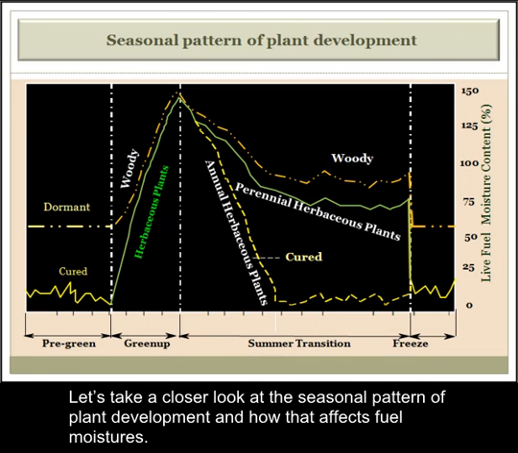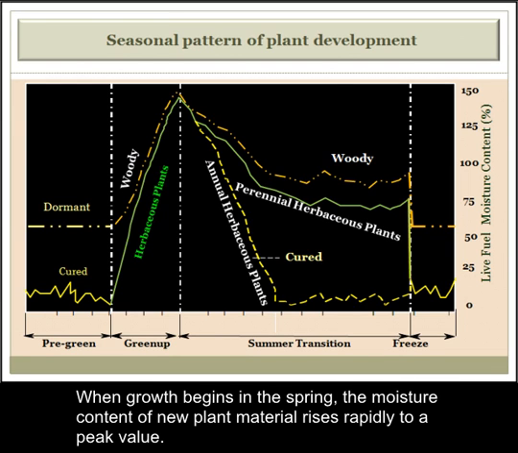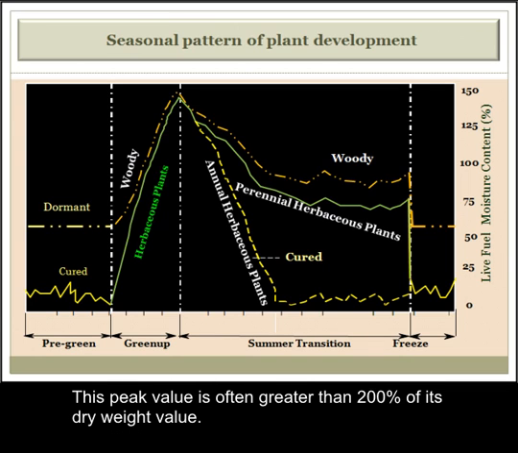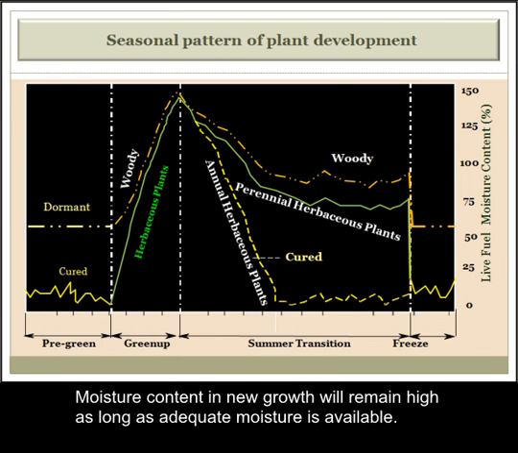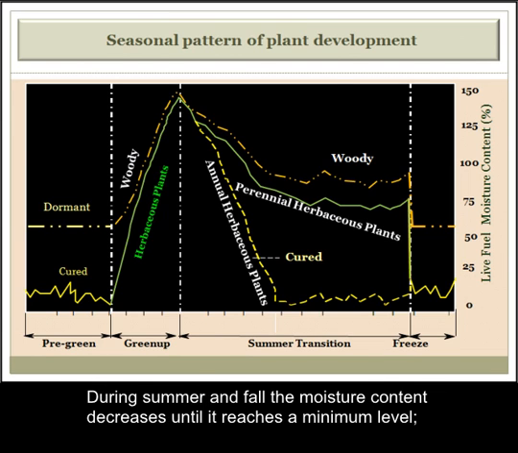Let's take a closer look at the seasonal pattern of plant development and how that affects fuel moistures. When growth begins in the spring, the moisture content of new plant material rises rapidly to a peak value. This peak value is often greater than 200% of its dry weight value. Moisture content in new growth will remain high as long as adequate moisture is available. During summer and fall, the moisture content decreases until it reaches a minimum level.